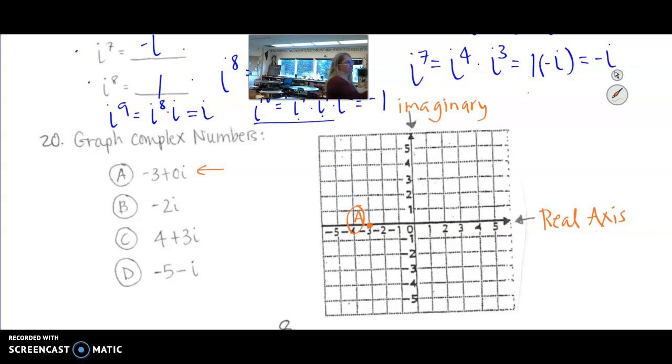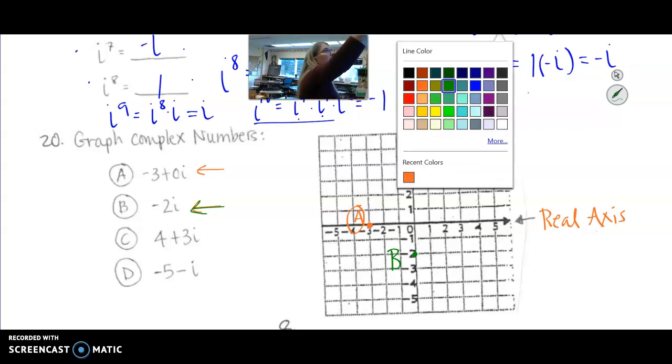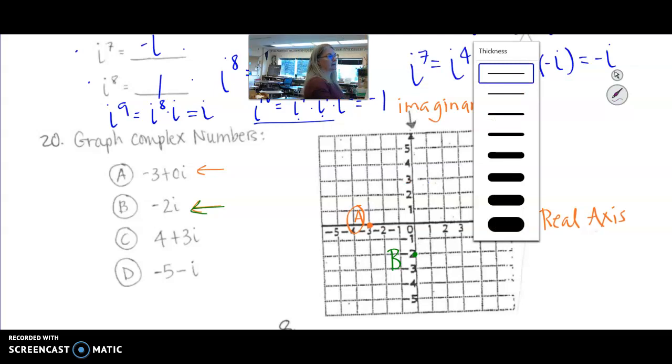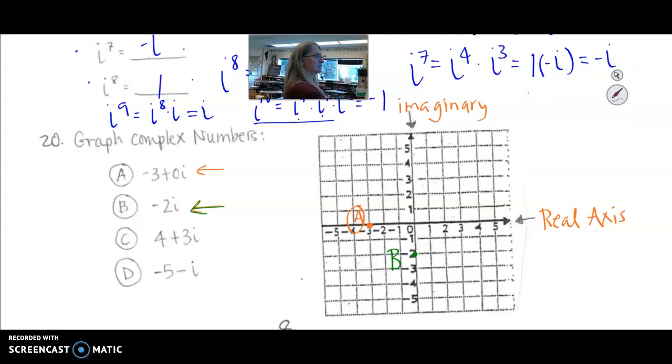So if you look at B here, let me do a different color, we have -2i. So what's the real part? The real part would be 0, and so you're not going to move left or right on the real axis, but you're going to go down 2 on the imaginary axis, because the imaginary part is -2i. Graphing C, the real part is 4, so you're going to go over 1, 2, 3, 4, and you're going to go up to 3i on the imaginary axis. So this would be my C.